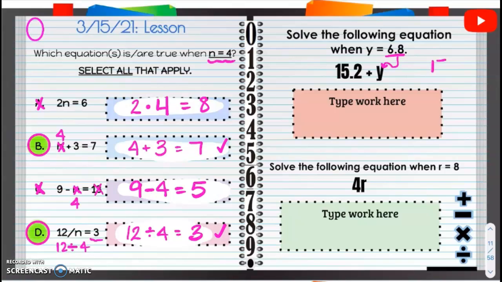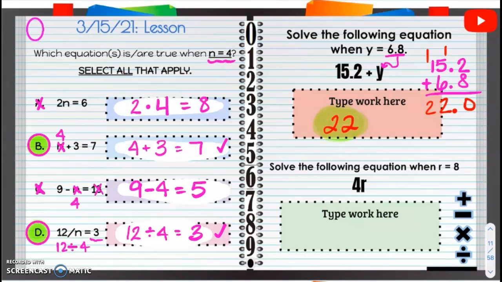I'm going to write to the side here. 15 and 2 tenths plus 6 and 8 tenths. We're going to line up our decimals. 8 plus 2 is 10. Drop that decimal. 6 plus 5 is going to be 11 plus 1 is 12. And 1 plus 1 is 2. So our answer will be 22.